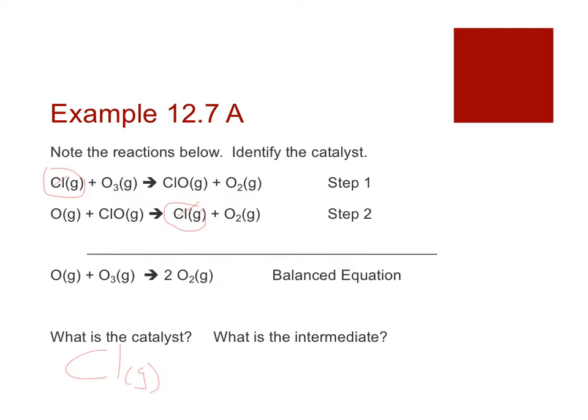Contrast that to the intermediate. The intermediate is something you have no control over. It forms in the middle, so in the first step I'm making ClO, and then I'm consuming it in a second step. It cancels out also, but I did not put it in, and I did not get it back. It was there in the middle. So ClO gas is my intermediate for this reaction.